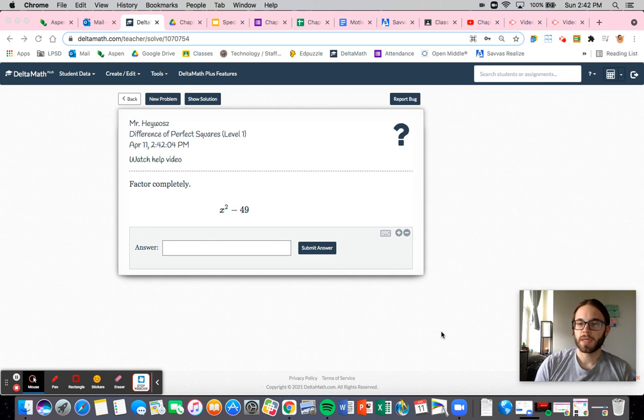Hi, everyone. Just wanted to take a minute to talk a little bit about factoring shortcuts. In particular, we're going to start with the difference of perfect squares, and then we'll briefly look at what happens when you have a squared trinomial.